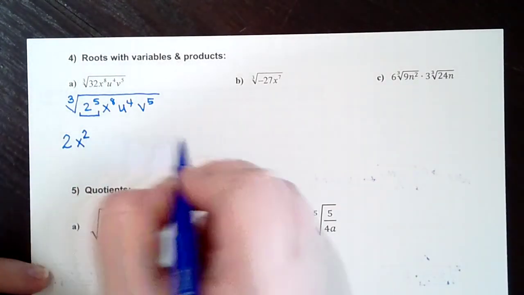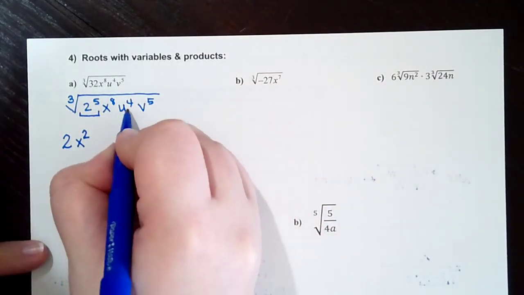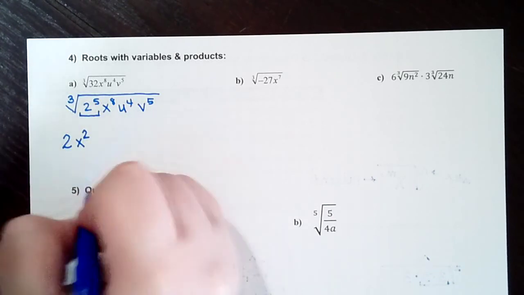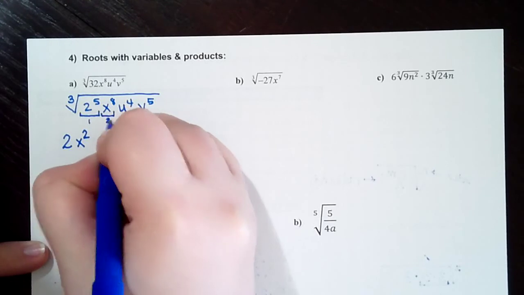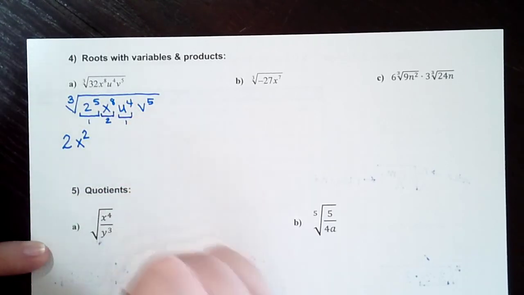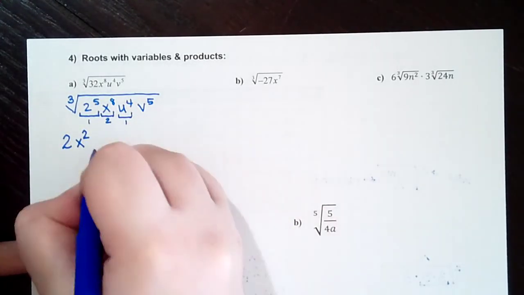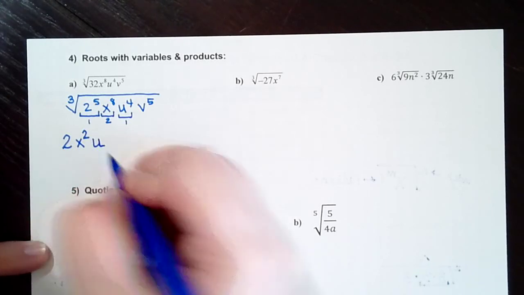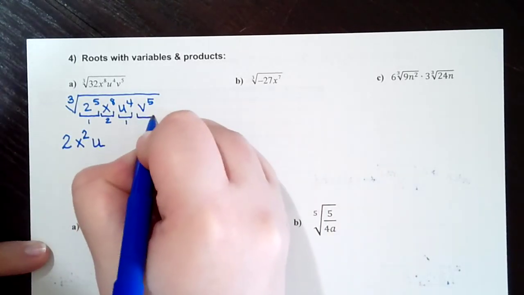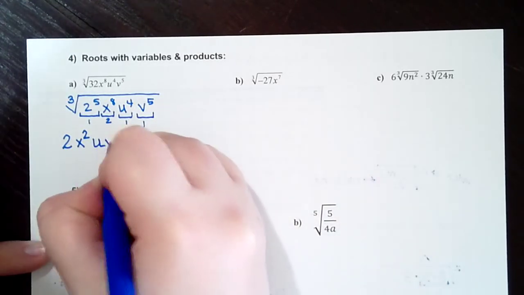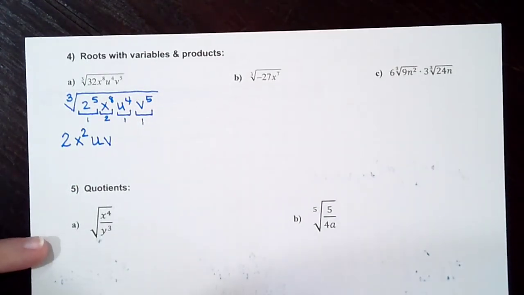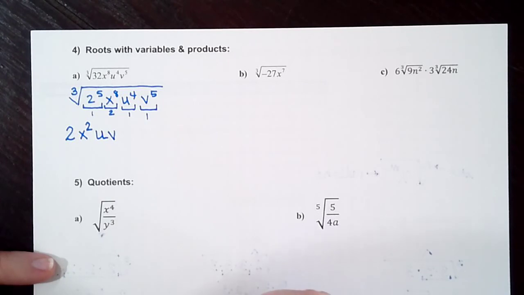Two triples of x. U to the 4th, there's technically one hidden in there. There's one set in here, there's two sets in here, there's one set in there. So that would be u. And there's one set, so 3 minus 5, one set in here. So I can bring out a v. I have now taken all of the triples out.